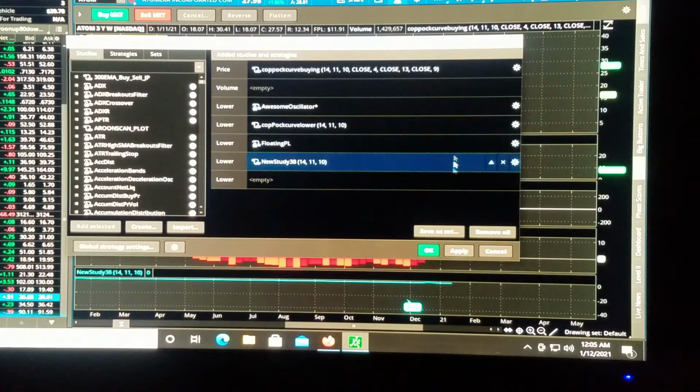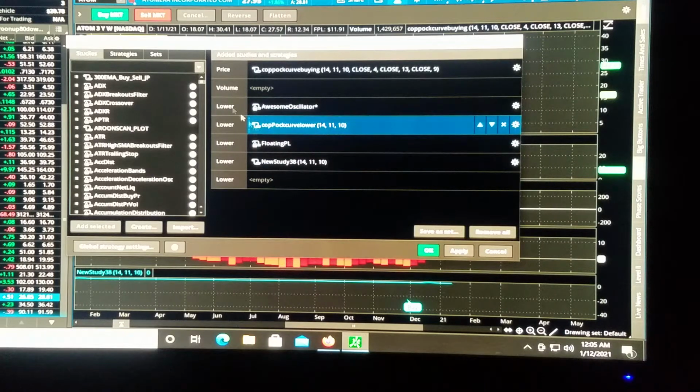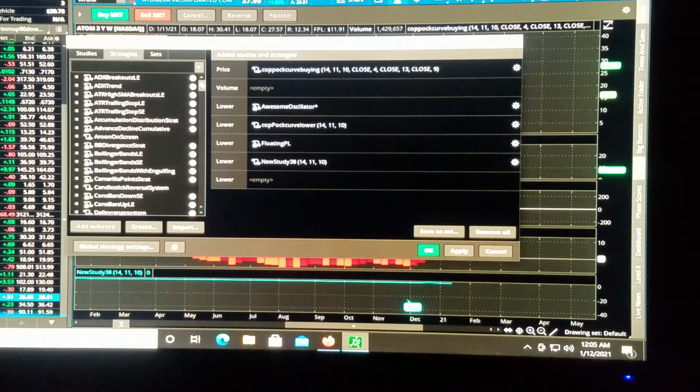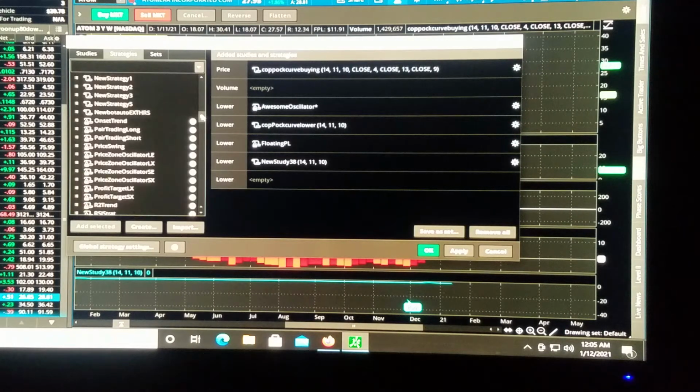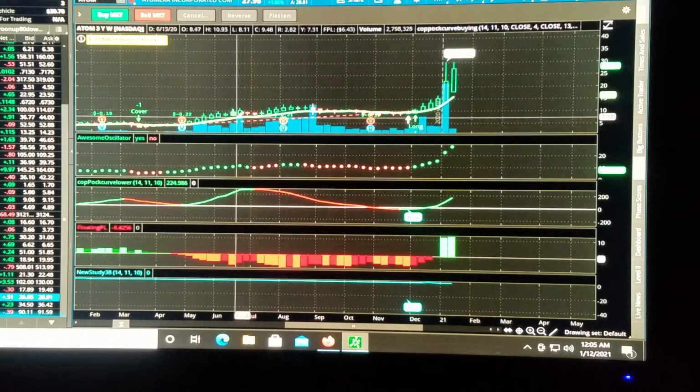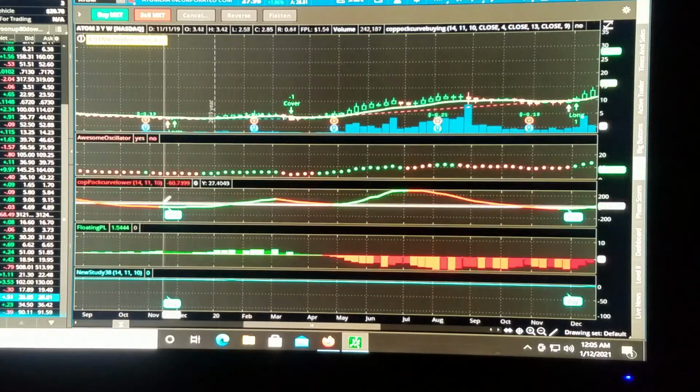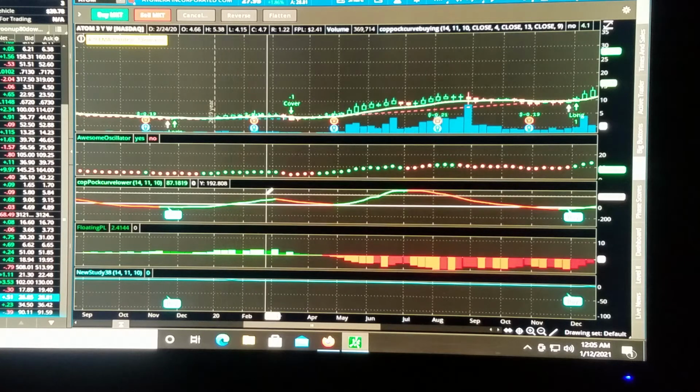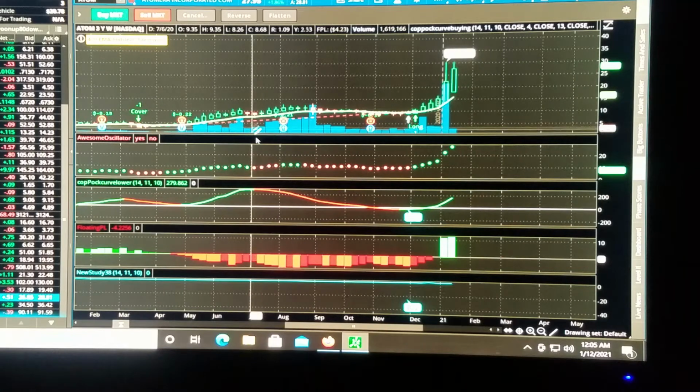I had that saved in here, and I found this study over in one of my strategies, and it was like number 4. So I started playing with it, and it was something that I never finished. It ended up being this lower study here that gives you a buy signal, and sell signals on the Coppock curve.